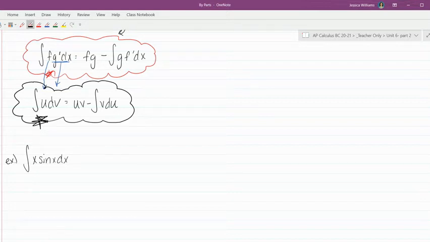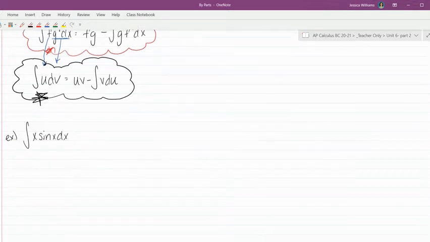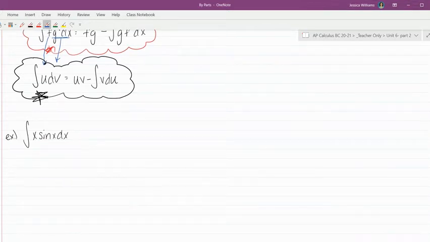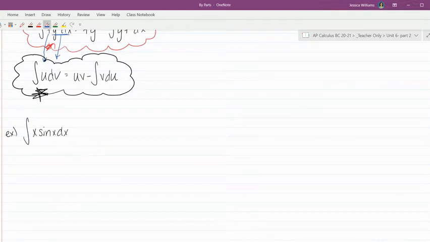When you're running through your options, by parts is a last resort. You've got to check all your other options first. I promise it's a last resort. So here's what you need. You need to find in here something that we're going to call u and something that we're going to call dv. It starts as the integral of u dv. This is different than u substitution. In u substitution, you picked a piece of it, any little piece inside there, and then did your substitution. For by parts, you have to include the entire integrand, the whole thing.